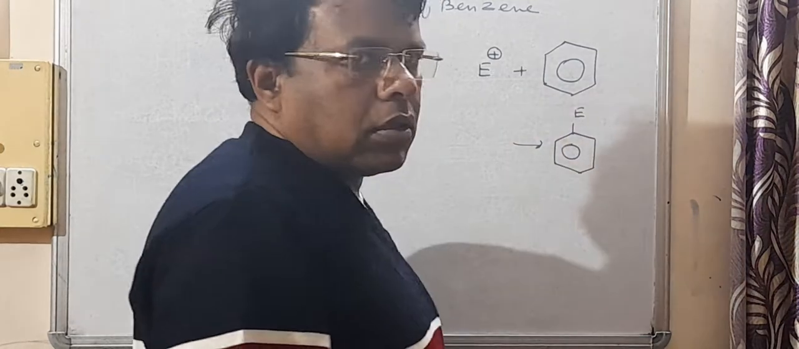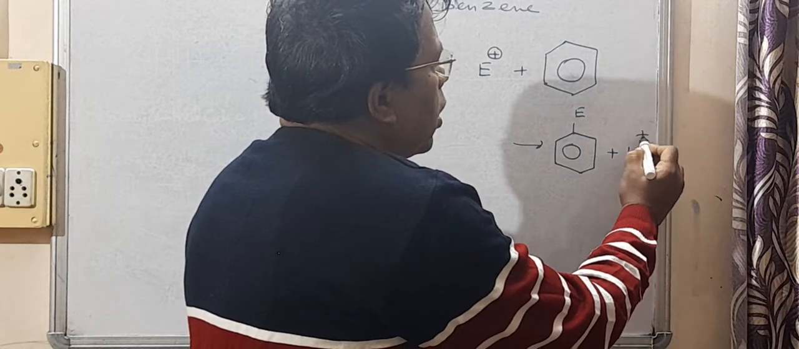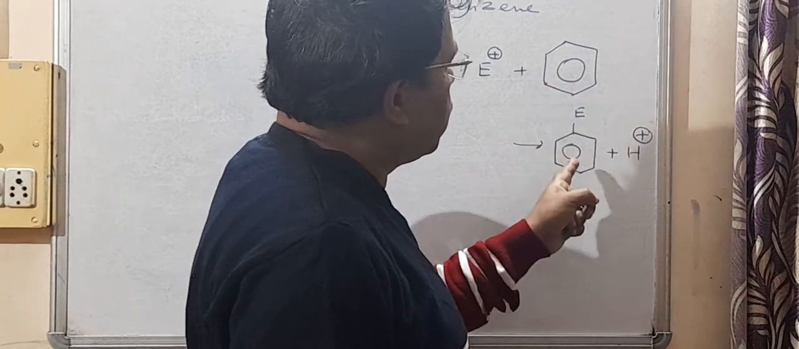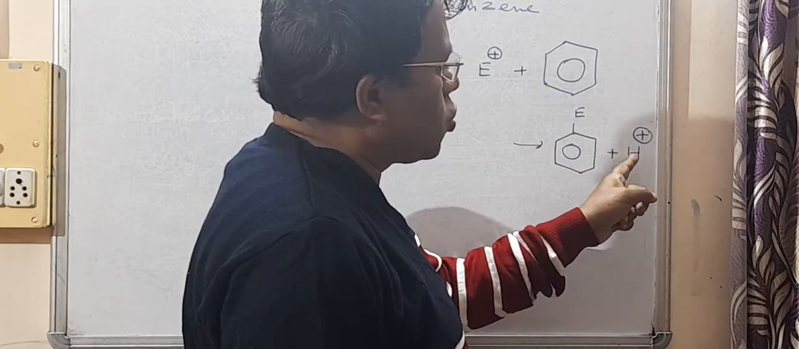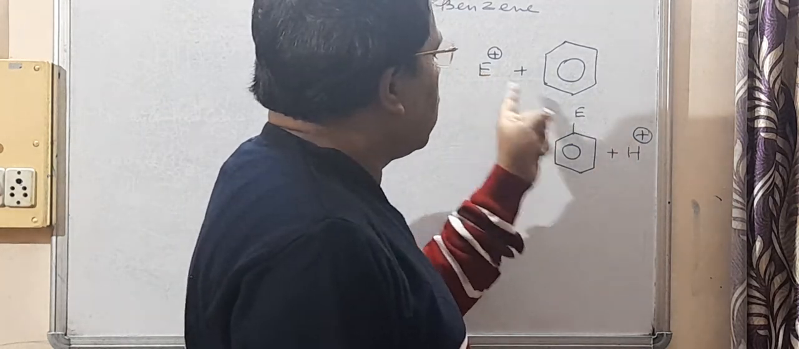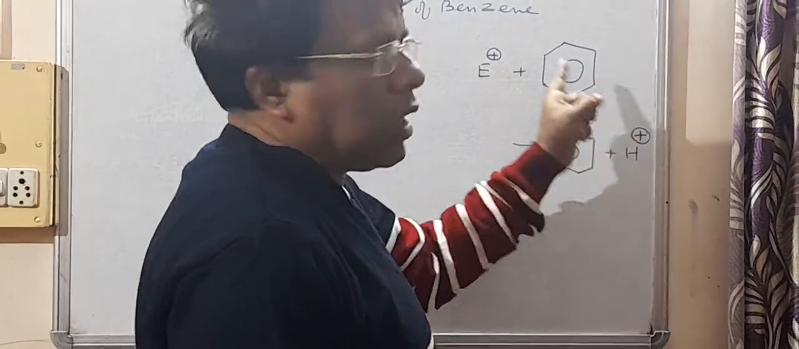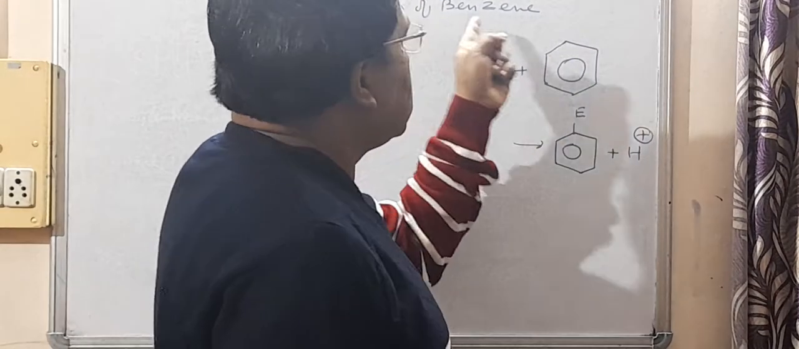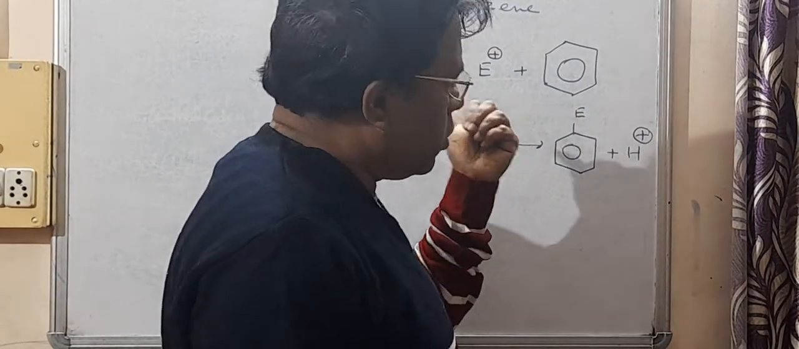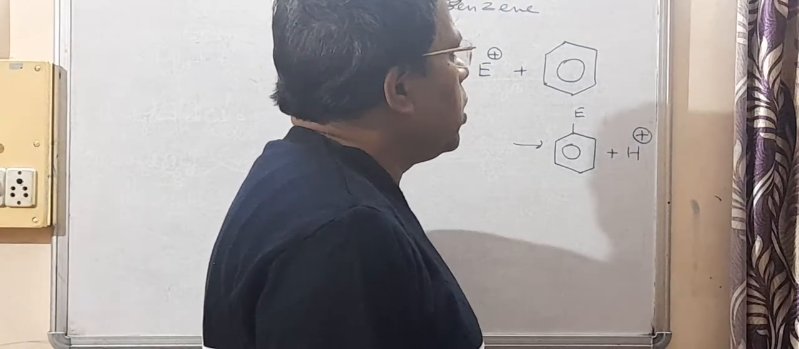We will get the product, this one, with the loss of an electrophile. So one electrophile is attacking and forming this with the loss of another electrophile. That's electrophilic substitution reaction. Benzene undergoes electrophilic substitution reaction. There are different types of electrophilic substitution reaction that we are doing now.